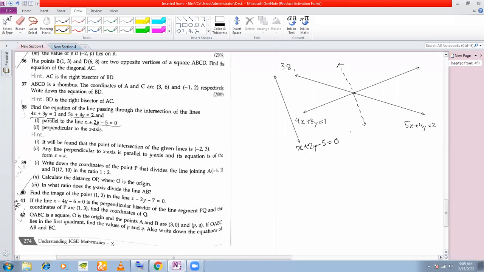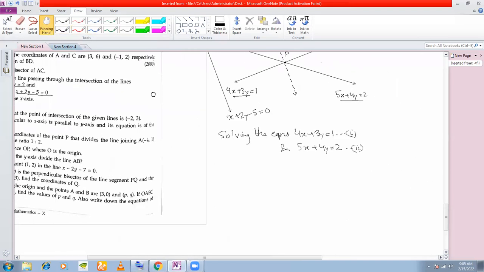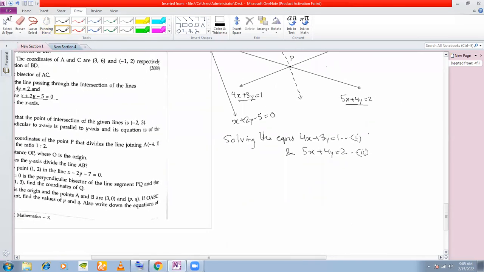Now, in order to find the equation of this dotted line, we first find this point of intersection, say P. How do you find the point of intersection? We solve these two equations: 4x plus 3y is equal to 1, call this 1, and 5x plus 4y is equal to 2, call this 2. How do you solve? Elimination method. Let's eliminate x first.